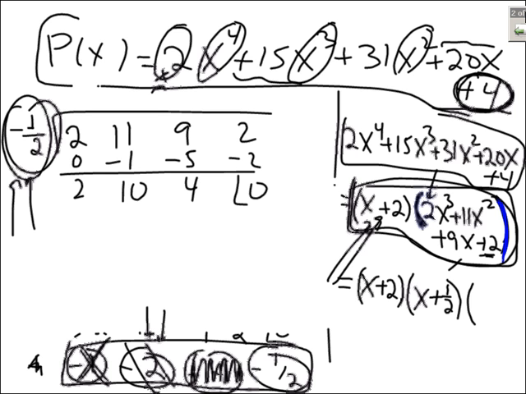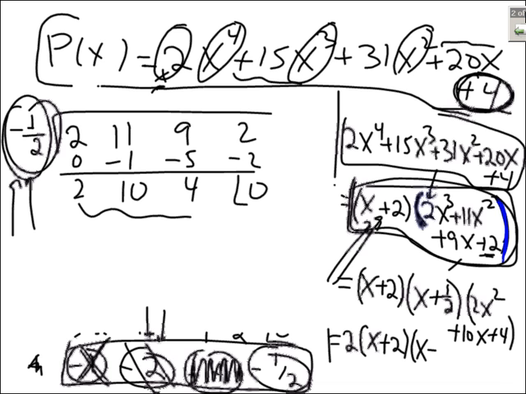And the other factor comes from here. 2x squared plus 10x plus 4. But now, I think you can see that 2 comes out of that. You can factor 2 from that. 2 times x plus 2 times x plus 1/2 times x squared plus 5x plus 2.